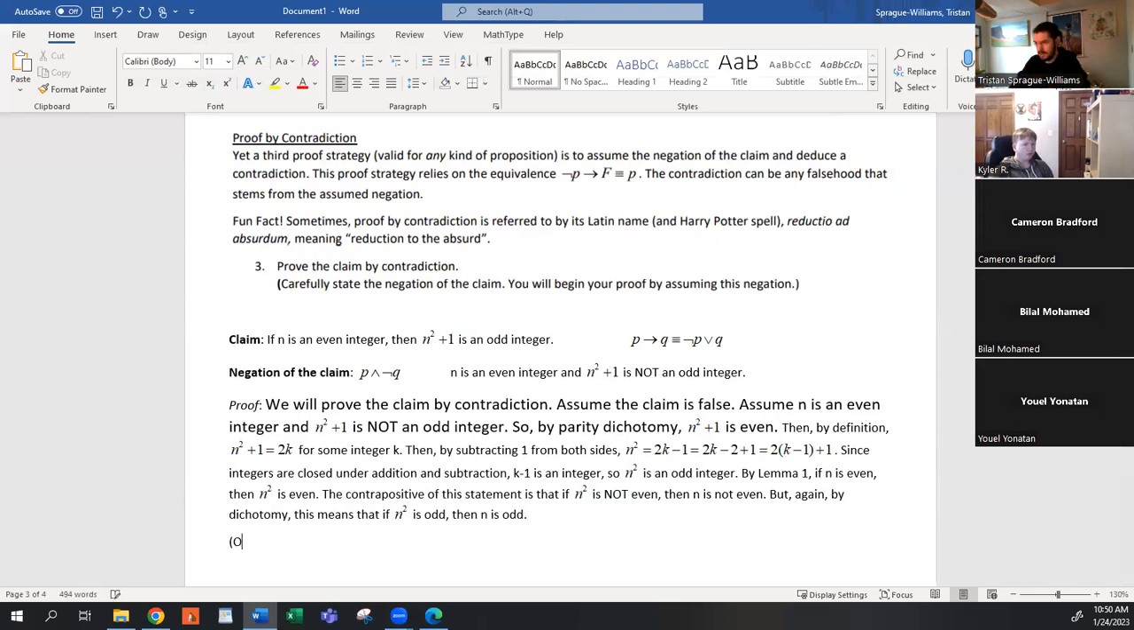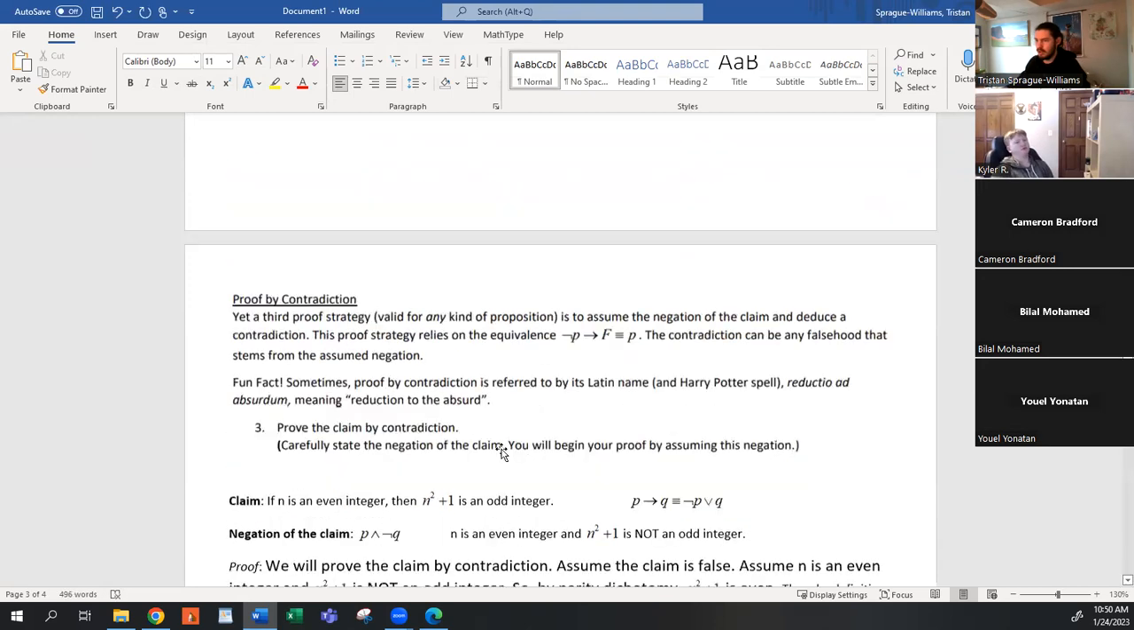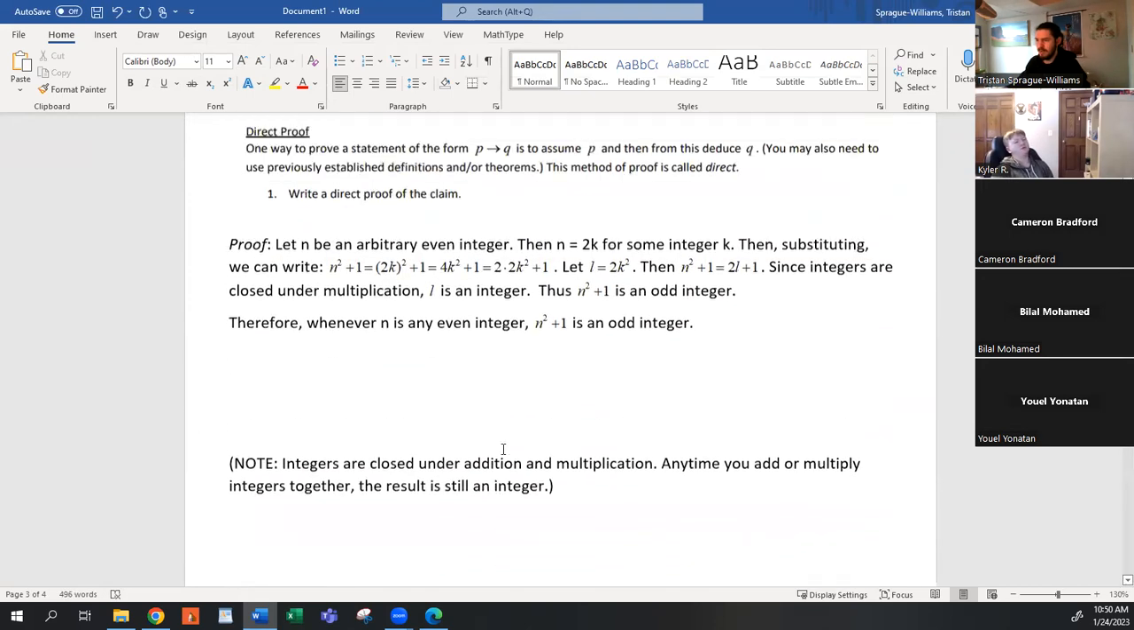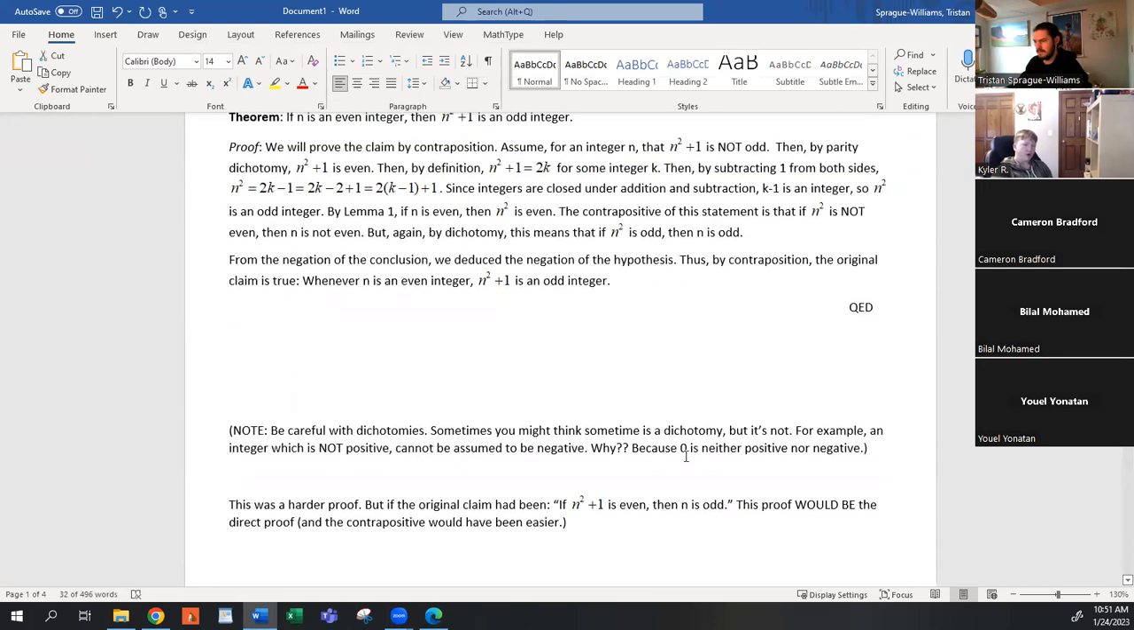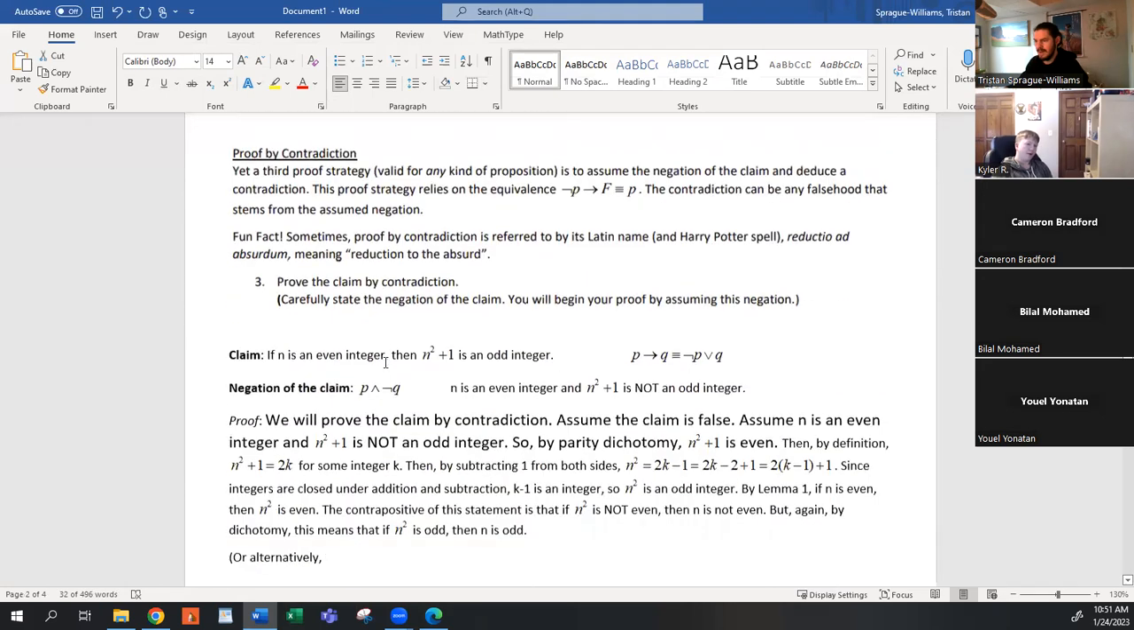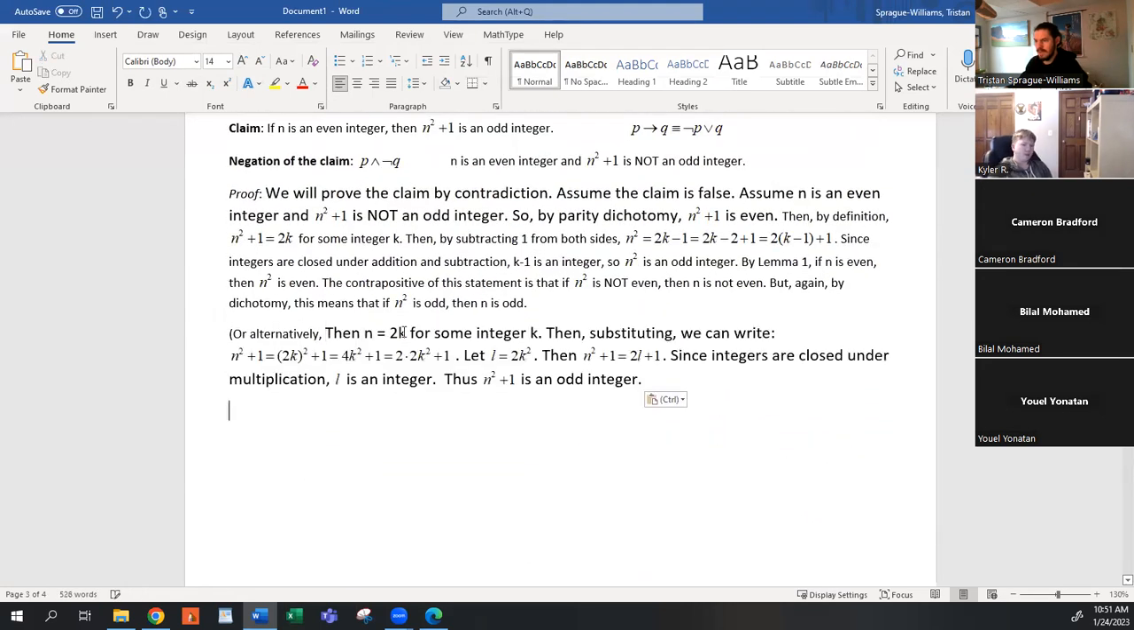Or alternatively, going back to the direct proof, from the direct proof we were able to say, hey, if n is an even integer, then n squared plus 1 is an odd integer. Right? Either one of those gives us a contradiction.